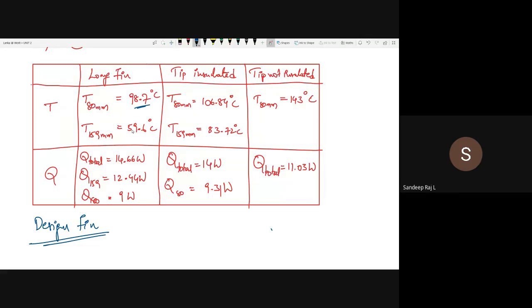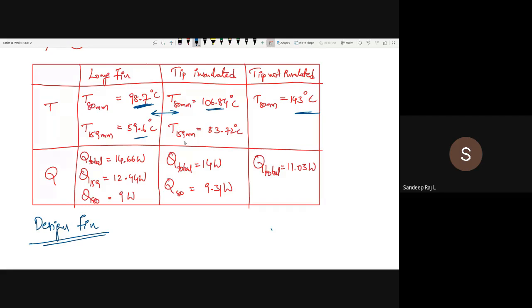Okay, see, if you want the temperature to be as low as possible, you will go for this case. In this case, you have the least temperature among all. If temperature is not the important issue, you will go for this case. But among these two, if you have to choose, it depends on a trade-off. See, here you have 106 degrees centigrade, and here you have 98.7 degrees centigrade. So the difference is almost 8 degrees centigrade.